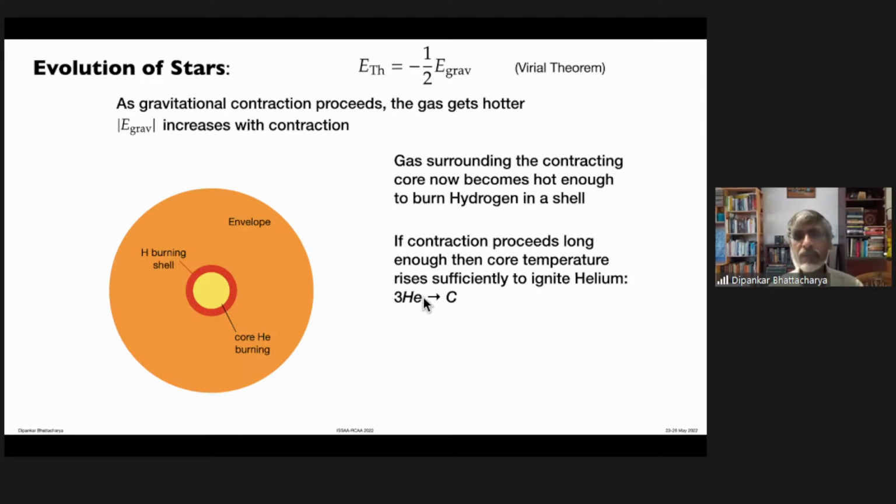Three helium nuclei fuse to form one carbon nucleus, called the triple alpha reaction. But that requires a temperature which is at least an order of magnitude larger than the temperature required to burn hydrogen. So if the core contraction proceeds long enough, sufficient extra thermal energy is available to increase the temperature, then core helium burning will start.